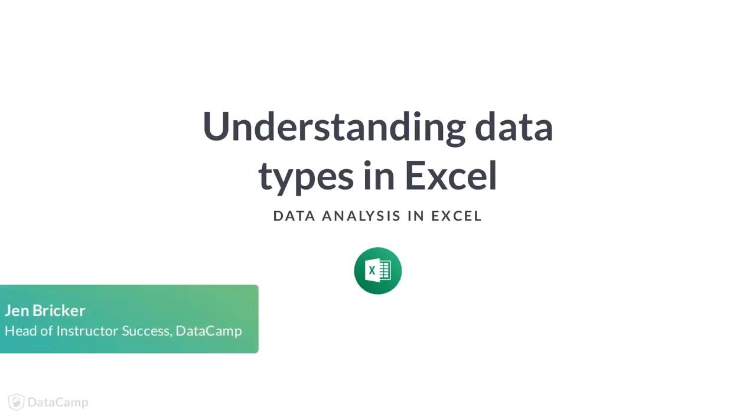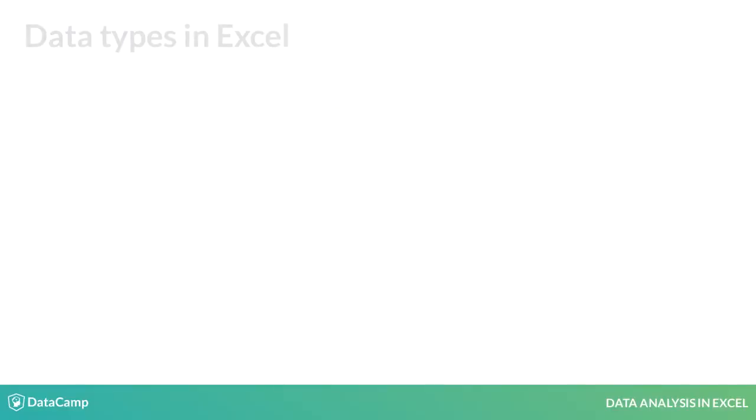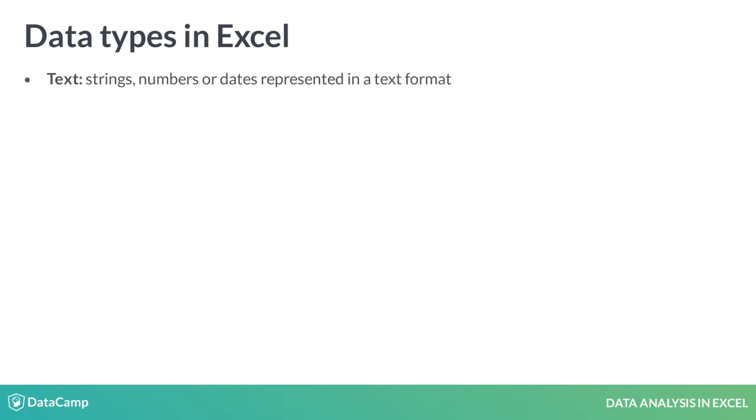Let's get a better understanding of data types. In Excel, there are 4 primary data types. Text can include strings of characters or numbers that will be treated as text. You cannot do math functions on text fields.